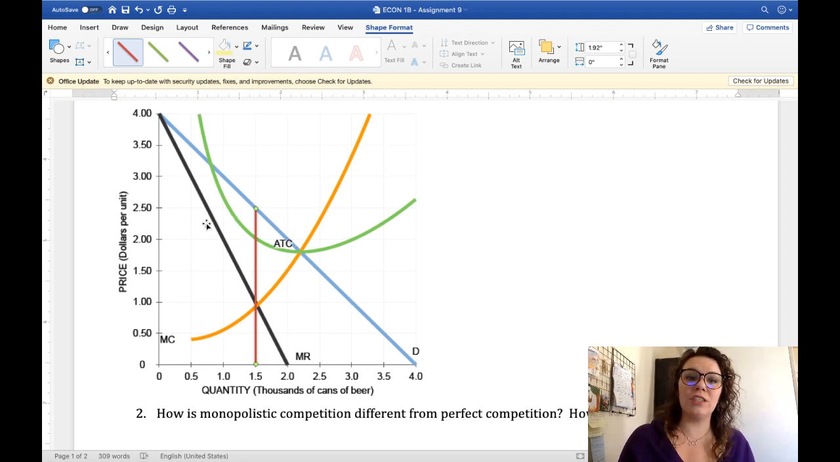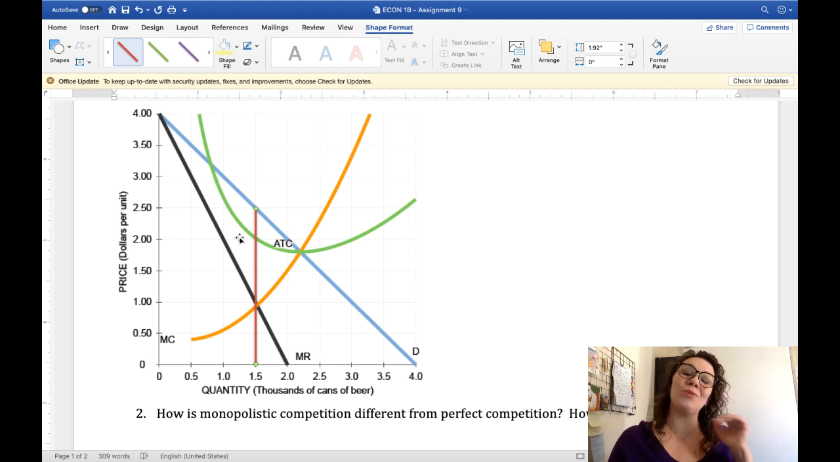The next thing you're going to want to do is check how much the total cost is going to be for that 1,500th can of beer, and that's given by the total cost curve right there at $2. So the price is $2.50 per can and the cost is $2 per can. That should give you the ability to calculate the profits.